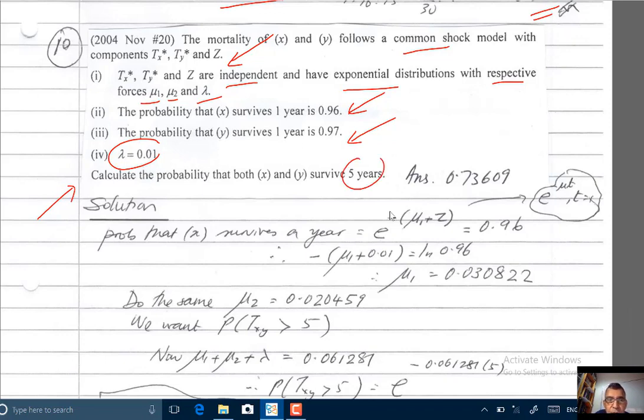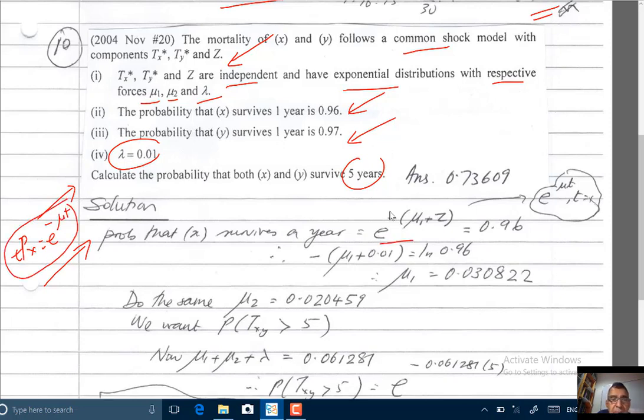Okay, so let's look at this line that I've written. Probability that X survives a year. What's the formula? TPX equals e to the power minus mu t. This is the basic formula, right? Careful. Now X surviving a year, we need to use mu1 and lambda. That's what you see here.